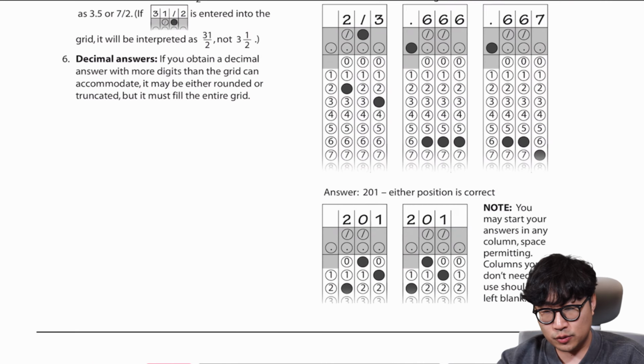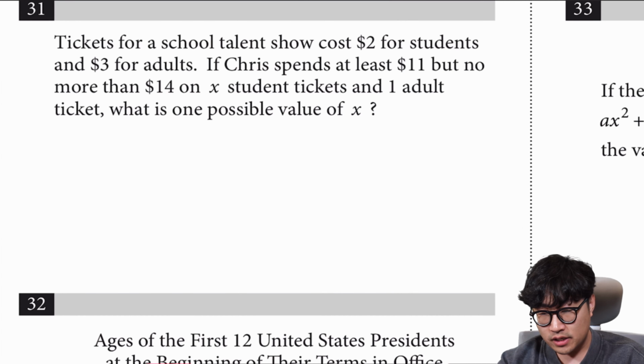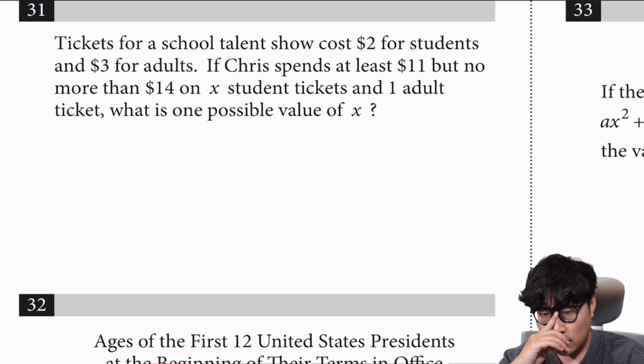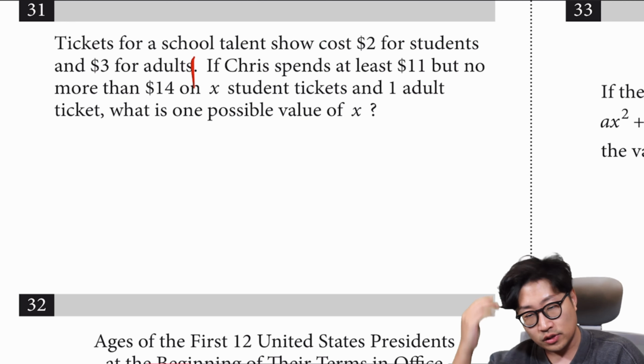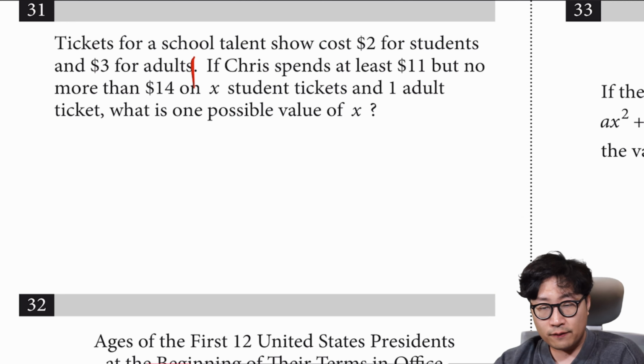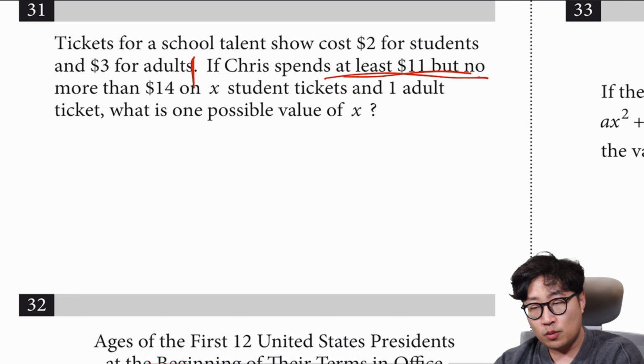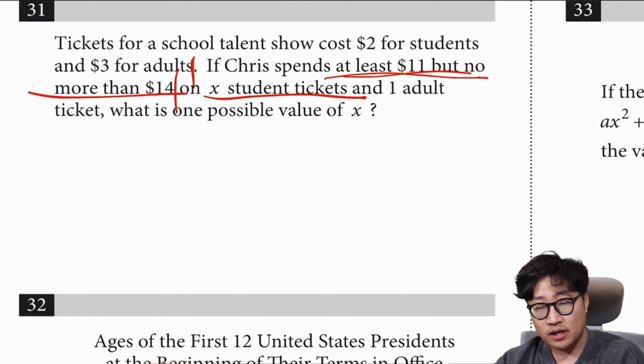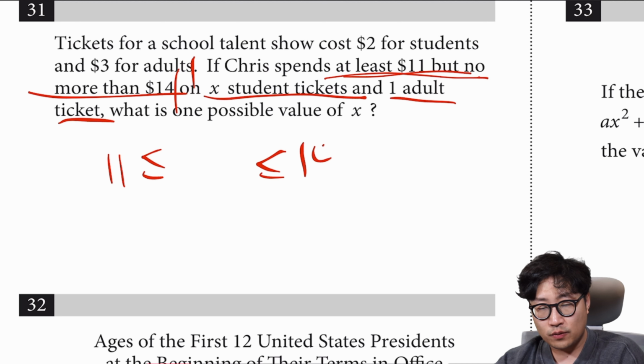Alright, so we're done with the multiple choice. Let's go to free response. Number 31. Tickets for a school talent show cost $2 for students and $3 for adults. So, okay. If Chris spends at least $11 but no more than $14 on X student tickets and one adult ticket, stop it. So at least 11 but no more than 14.